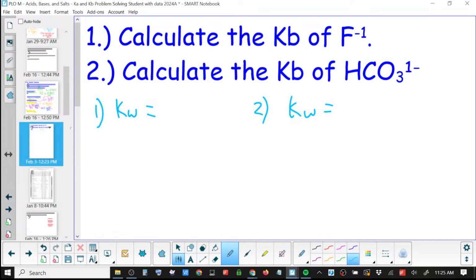Both numbers are known. You do 1.1 times 10 to the negative 14 divided by it. Yeah, but it's times 10 to the negative 4. Okay, but that's times 10 to the minus 4. You divided it twice.